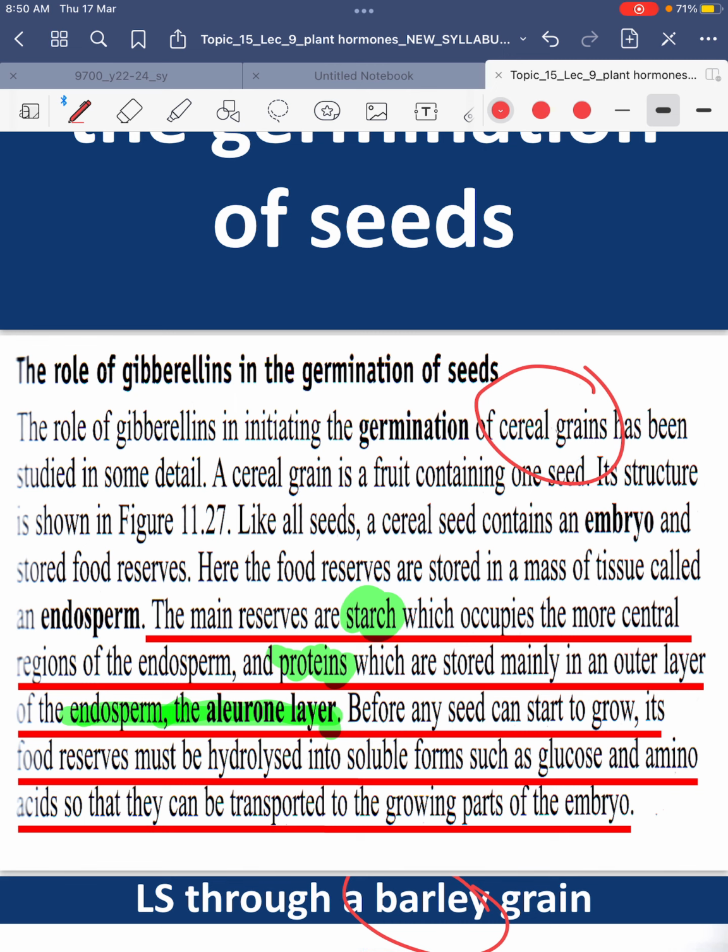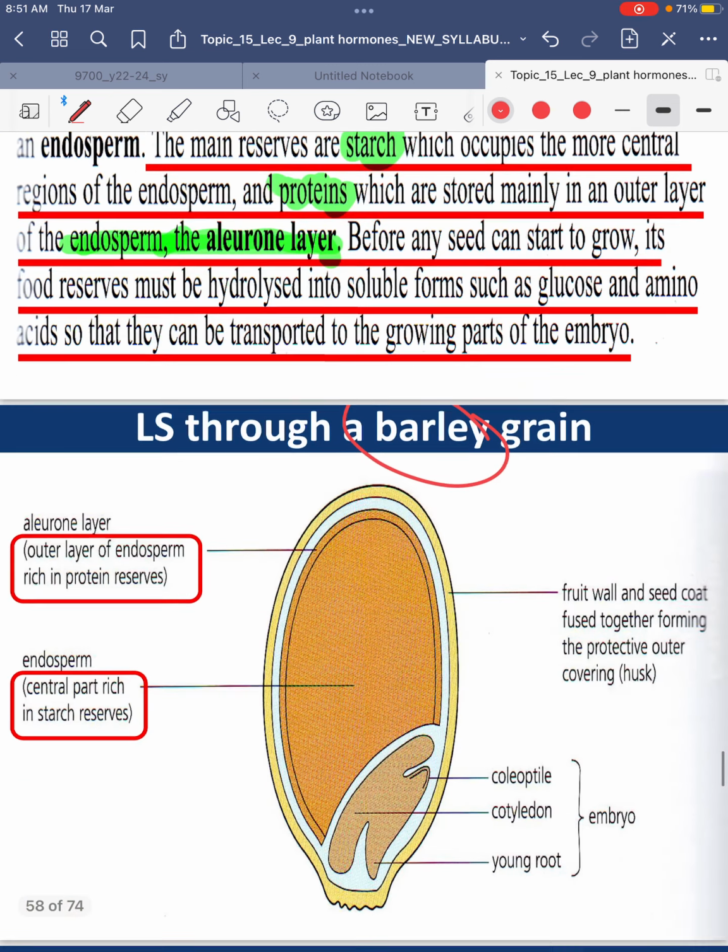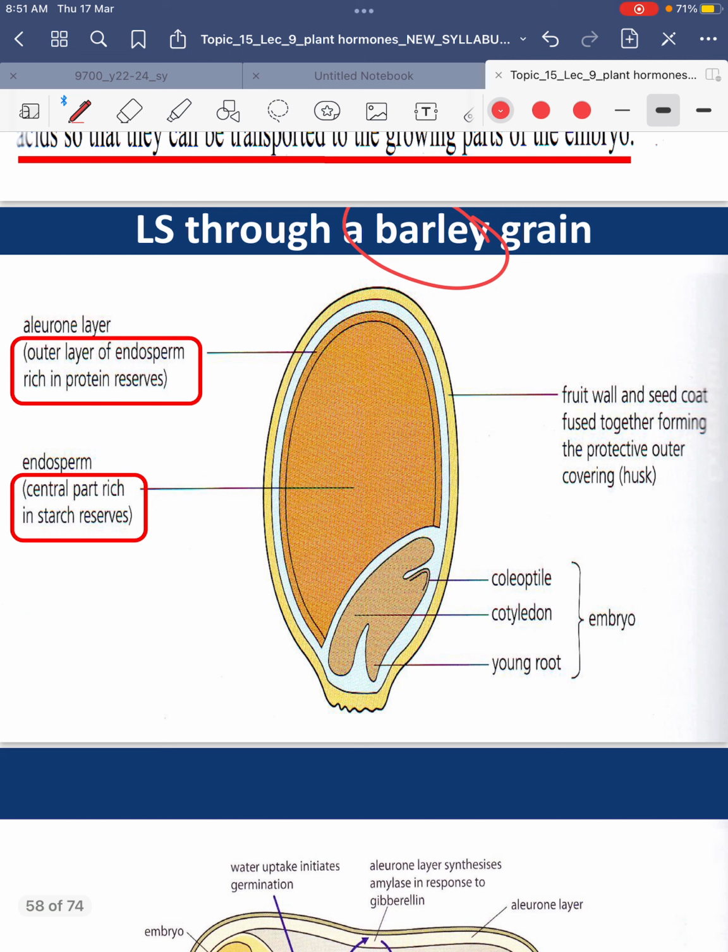There's another one which is wheat, which is used to make bread. These are all known as cereal grains. Okay, cereal grains. So mostly when we look at these cereal grains, we look at the structure here. Now this is the embryo.